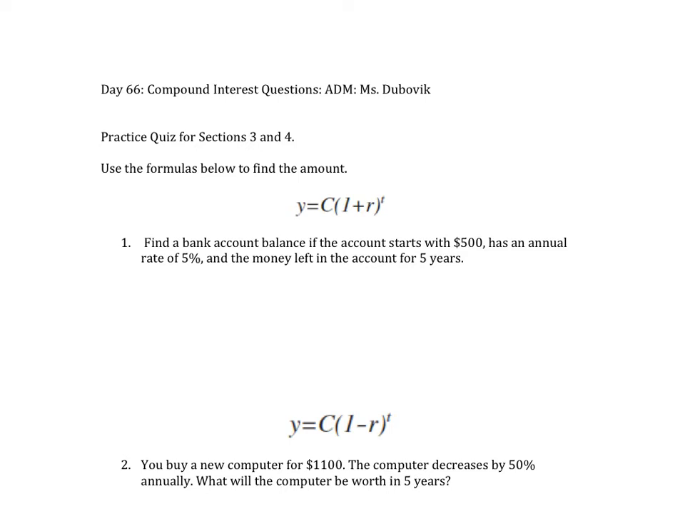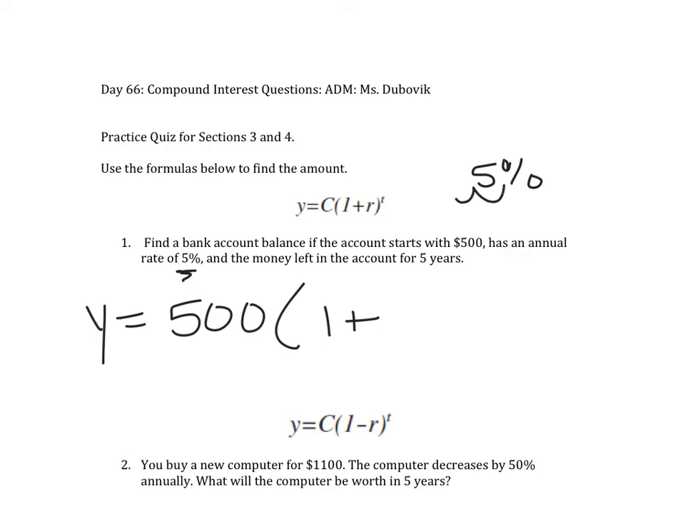So here, the first one, you're just compounding annually, so you don't have to worry about dividing by n. You'll have your starting amount, which is 500. You'll do 1 plus the rate. You have to make sure we change that 5% into a decimal, so it'll be 0.05. And then the number of years compounded is 5. So then from there you can solve that problem.